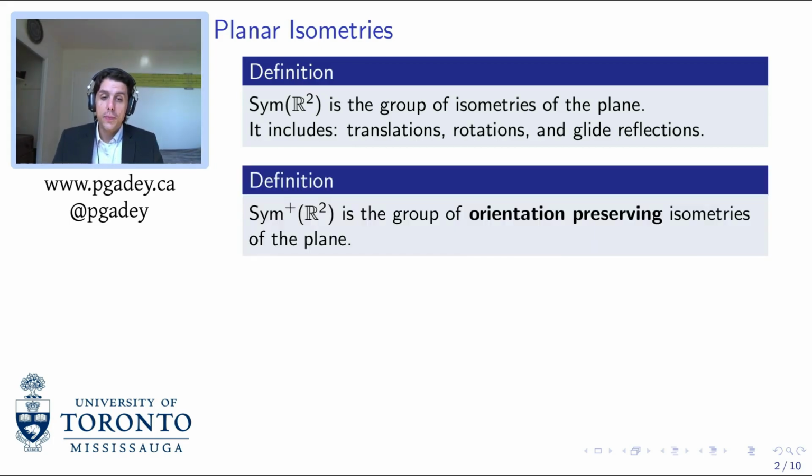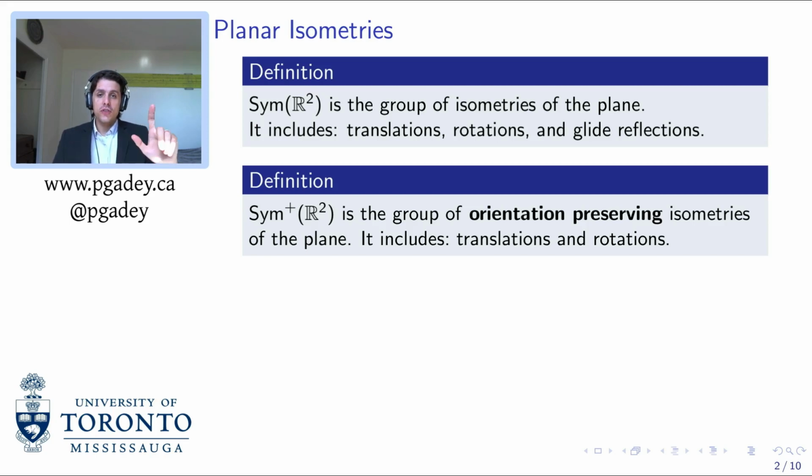We also have the subgroup of orientation-preserving isometries of the plane. So this includes translations and rotations. So if we want to preserve the notion of left and right, then we have to either be a translation or a rotation. All reflections are orientation reversing.